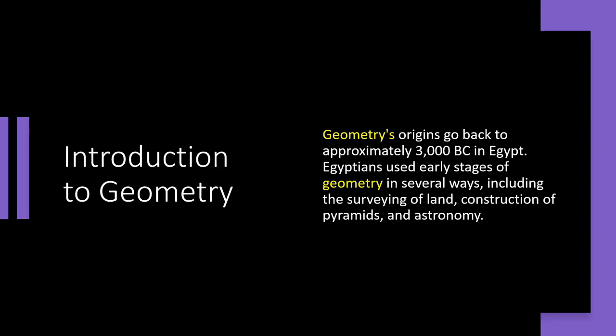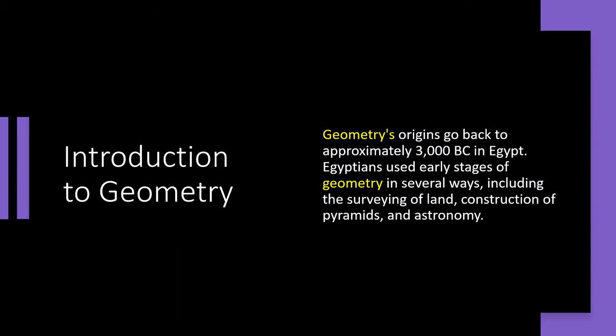Geometry origins go back to approximately 3,000 years BC in Egypt. Egyptians used early stages of geometry in several ways, including the survey of land, construction of pyramids, and astronomy. So, yes, in a way, we owe geometry to the Egyptians. Thank you very much, Egypt.